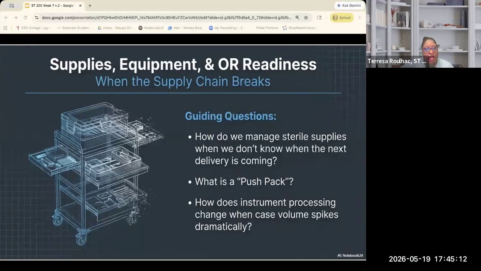Has anyone ever heard of a push pack before? Kinda, yes, no? No? Okay. A push pack is a pre-assembled supply package designed to support immediate response during a high-volume trauma situation. Depending on your facility, they may have certain ones. For us, our heart team has their own. We don't necessarily call it a push pack, but we have an emergency pack, and that's what it is. We have some just for hearts. If we have an emergency cranie, there's a pack ready to go.